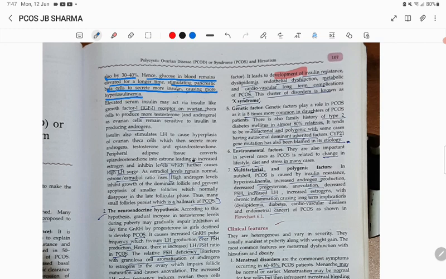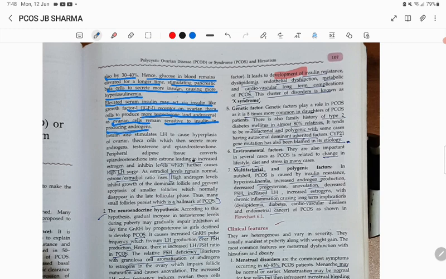Remember, how do these increased insulin levels act? Through the insulin-like growth factor 1 receptor. Elevated serum insulin may act by the insulin-like growth factor 1 receptor on ovarian theca cells. Insulin directly acts through this receptor and stimulates the ovarian theca cells, causing hyperthecosis, which leads to increased production of testosterone or more androgen, as ovarian cells remain sensitive to insulin in producing androgen.